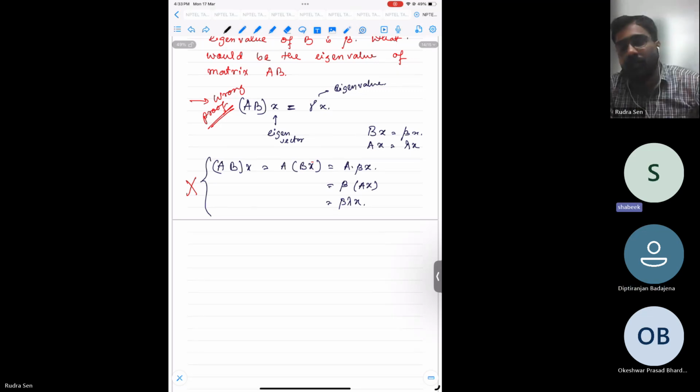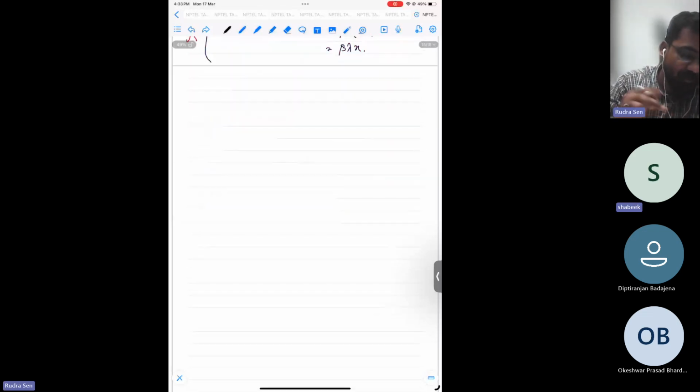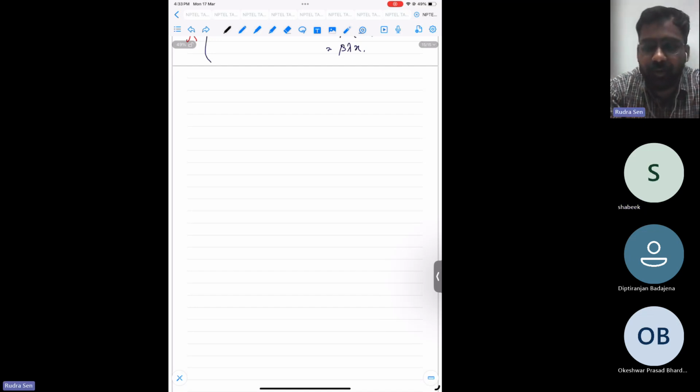If we have a 3 cross 3 matrix and we want to find the eigenvalues, the 3 eigenvalues, and if we convert the matrix into a diagonal matrix and then find the eigenvalues, will the eigenvalues be the same or different, sir?